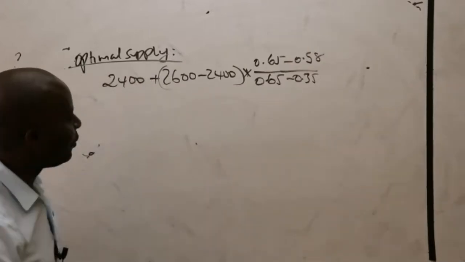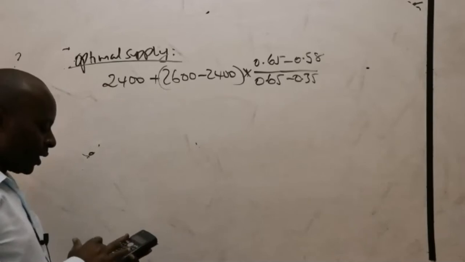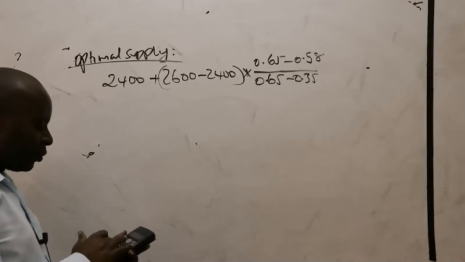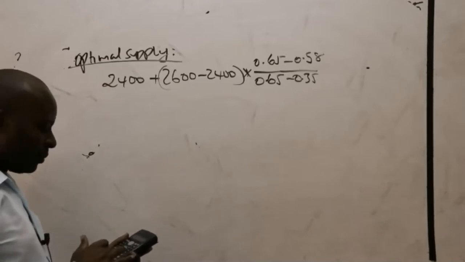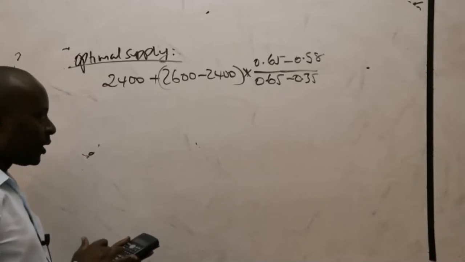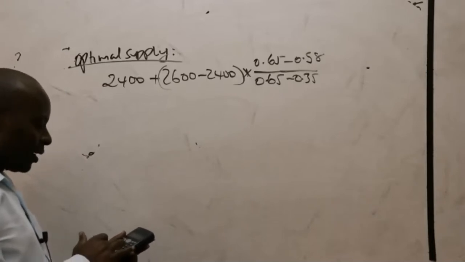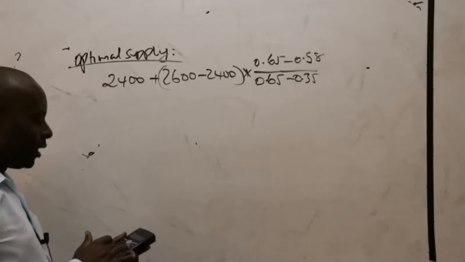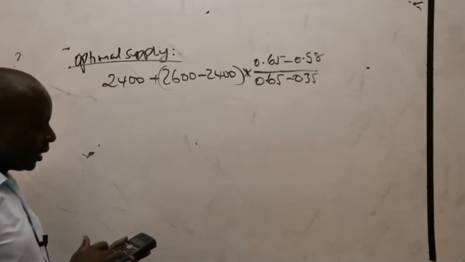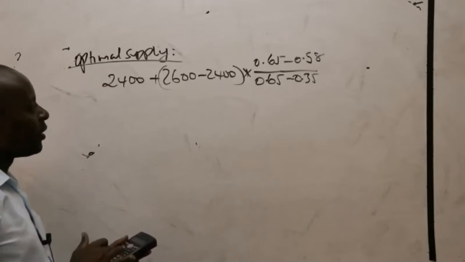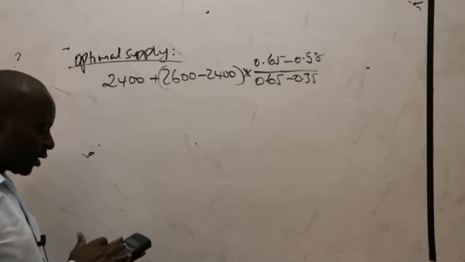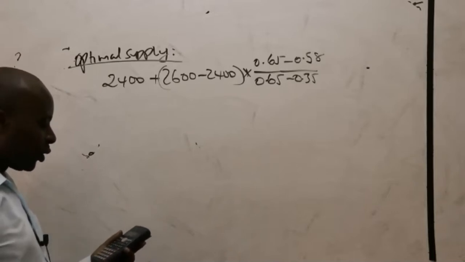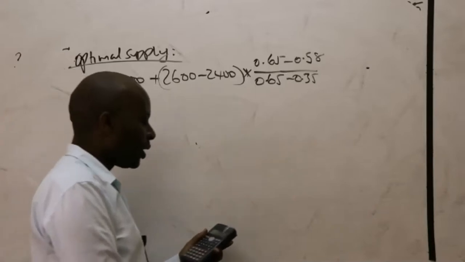So what do we have here? We have 2400 plus open brackets 2600 minus 2400 close, times open brackets 0.65 minus 0.58 close, divided by open brackets again 0.65 minus 0.35 close, which gives us 2446.